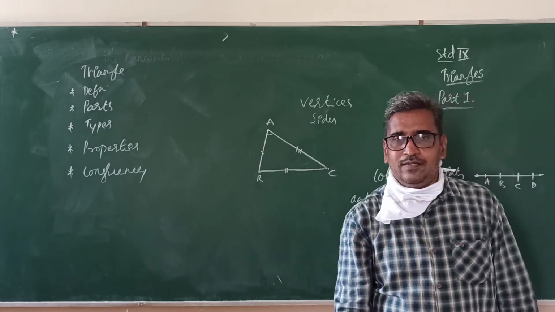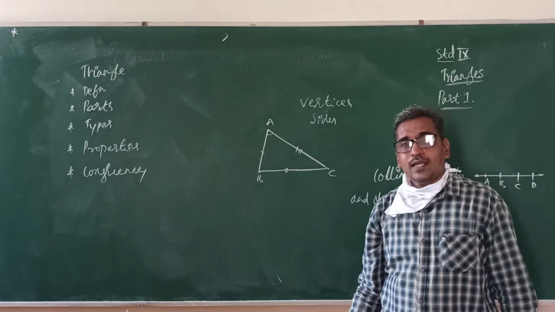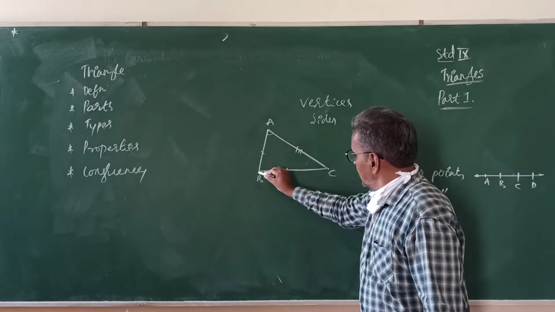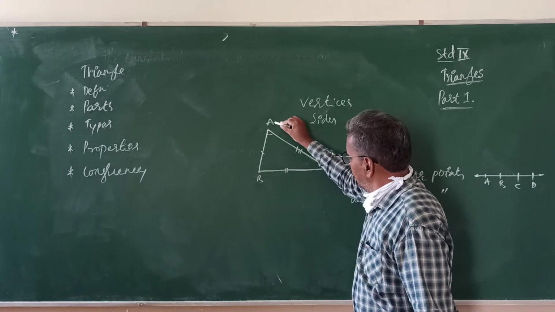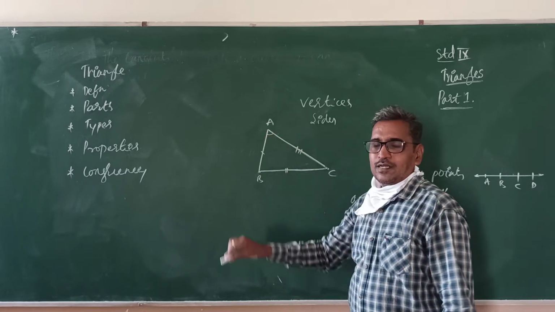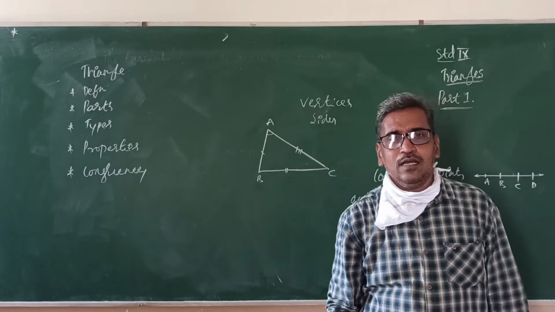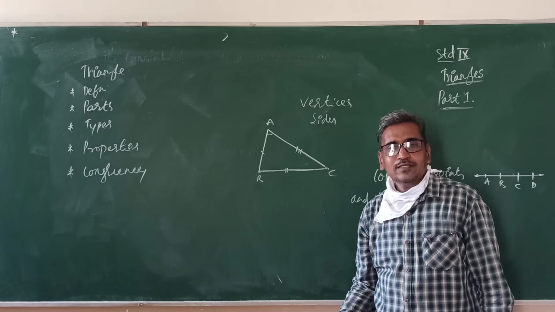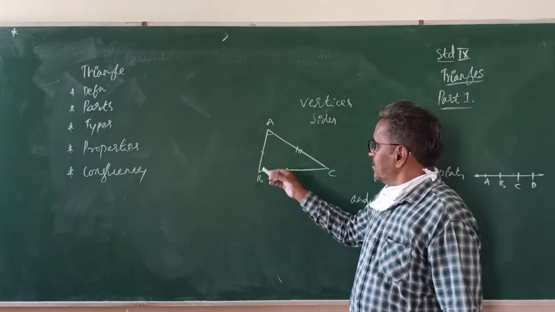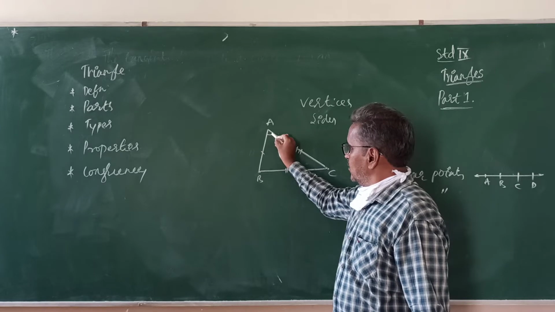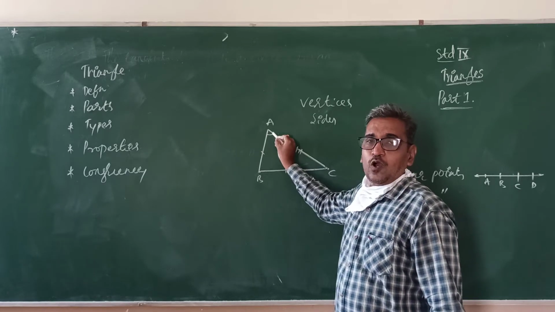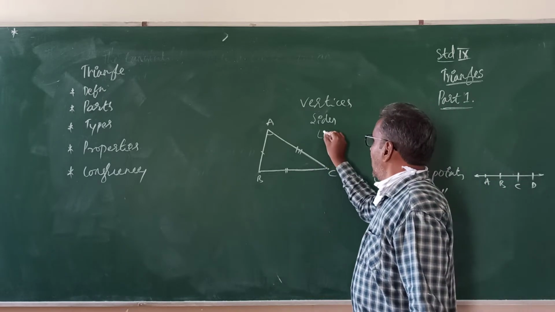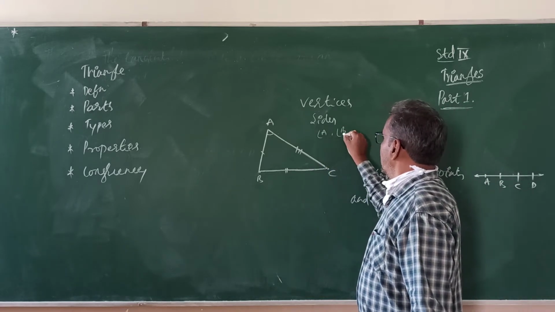Then what about the angle? What is an angle? Two line segments BA and CA meet at a point. Then the opening between those two lines is said to be the angle. So how many angles are there? Three angles are there: angle A, angle B, angle C.